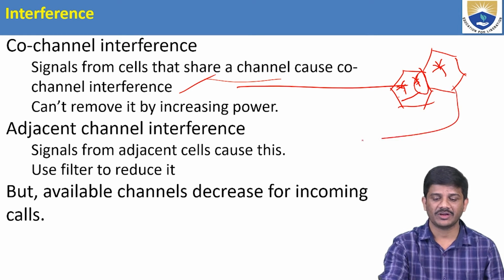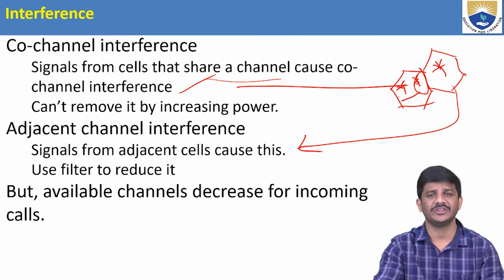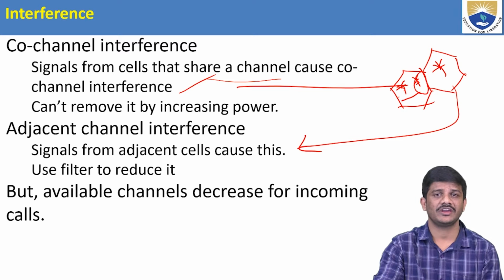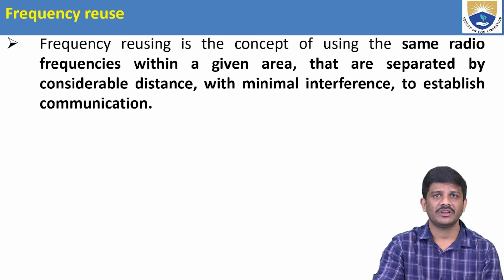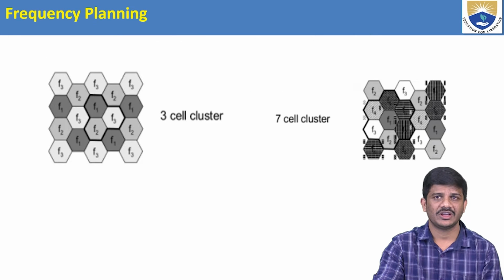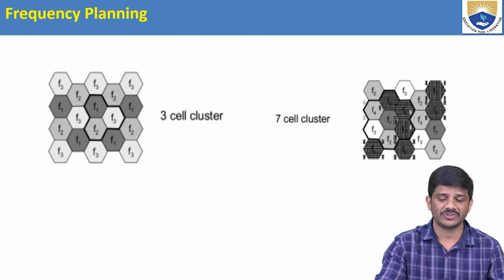Whenever noise occurs from the adjacent cell, the neighboring cell, that is called adjacent channel interference. This is the distinction between co-channel and adjacent channel interference. Next we can see the cluster, and right now we just discuss the cluster.